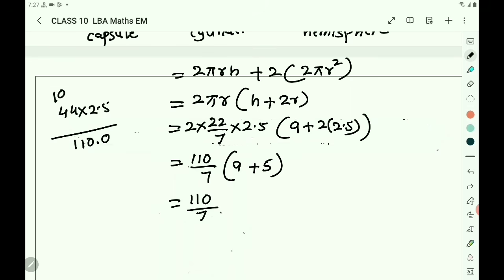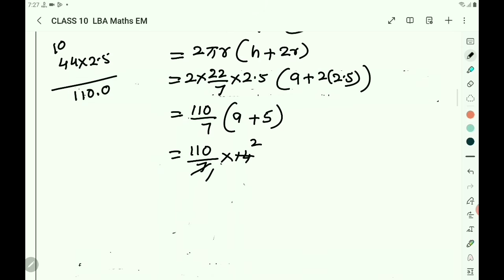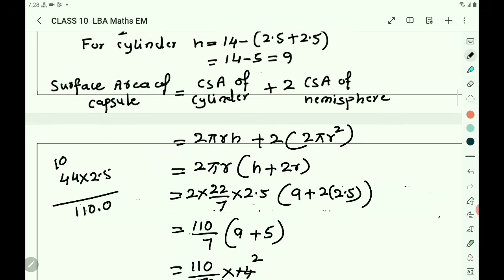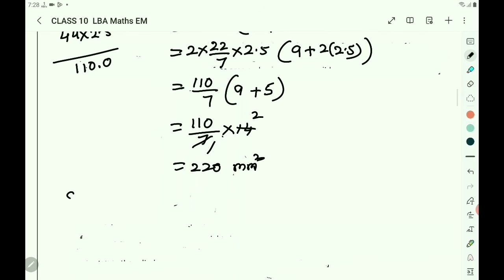9 plus 5 is 14. Then you write 14. 2 ones are 2, 2 twos are 4. You got 11 into 2 is 22, 110 into 2 is 220. 220 square mm. That is the surface area of the capsule. Then you write surface area of capsule equals 220 mm square.